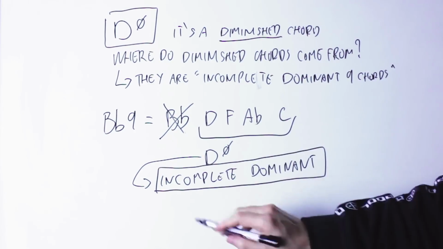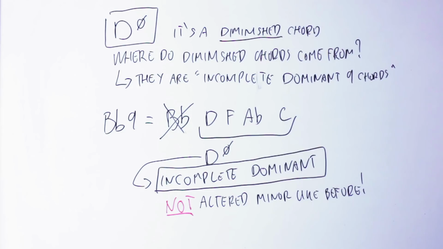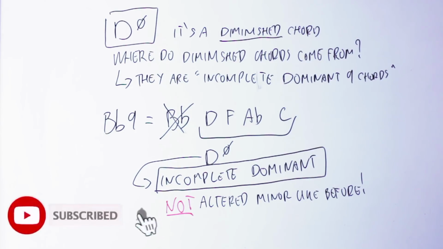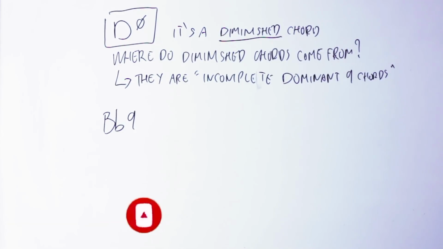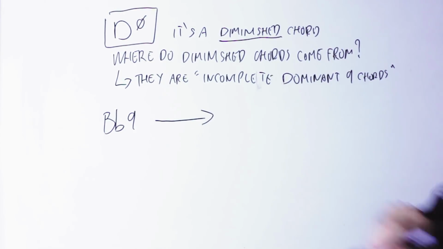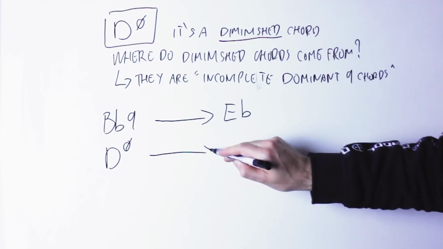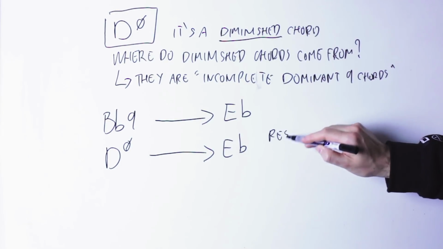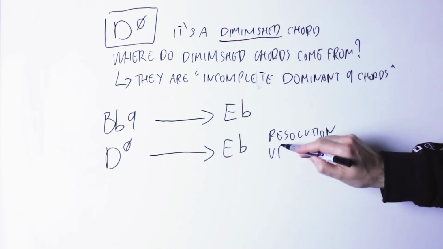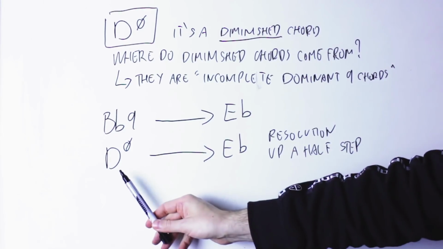Anyway, the idea here is that the half diminished 7 comes from a completely different context and situation than the minor 7 flat 5 chord. And now, since the B flat dominant 9 resolves down a fifth following the cycle of fifths into an E flat major chord, so also the D half diminished chord will resolve to this E flat major chord, and in this case, as you can see, the root goes from D to E flat, so it goes up a half step. That's how it sounds.